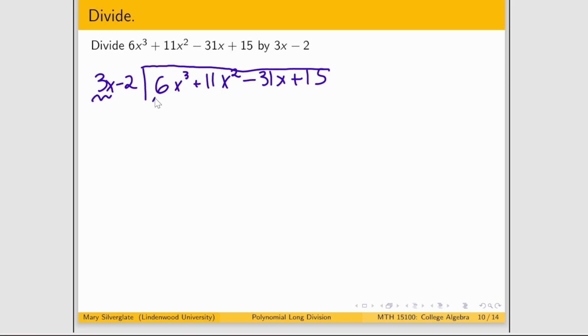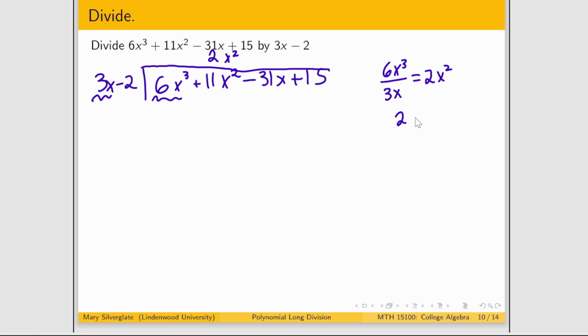That is your first step. You want to figure out 3x times what gives me 6x cubed. So in particular, you can do 6x cubed divided by 3x. 6 divided by 3 gives us 2. x cubed divided by x gets us x squared. So that is 2x squared. And notice how I line up my place values to keep myself straight here.